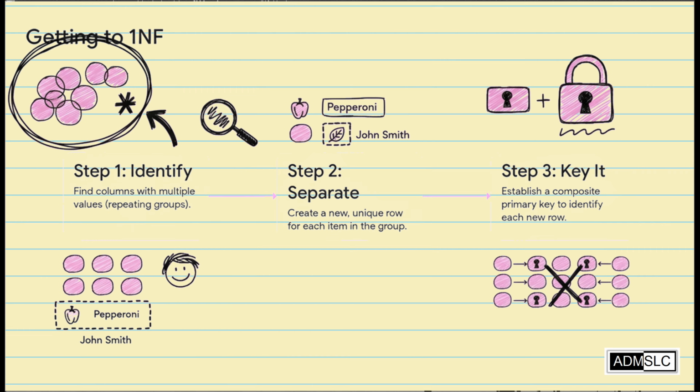Every row in a database table must have a unique identifier, called a primary key. Think of it like a license plate for that row. Before, order ID alone worked just fine. But now, the number 101 shows up twice, so it's not unique anymore.